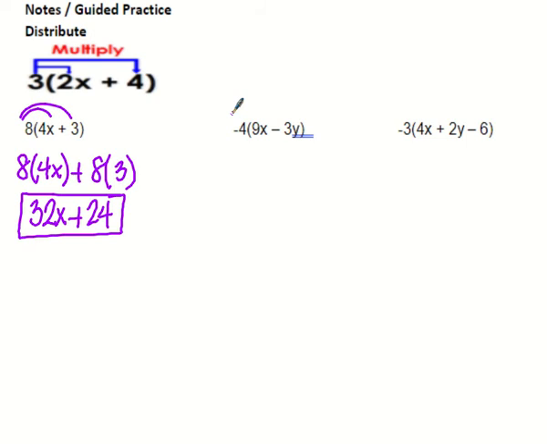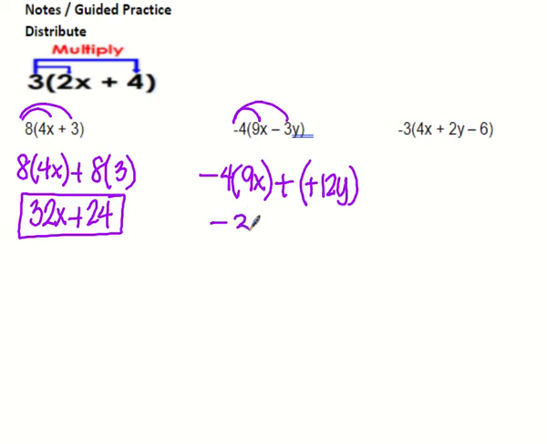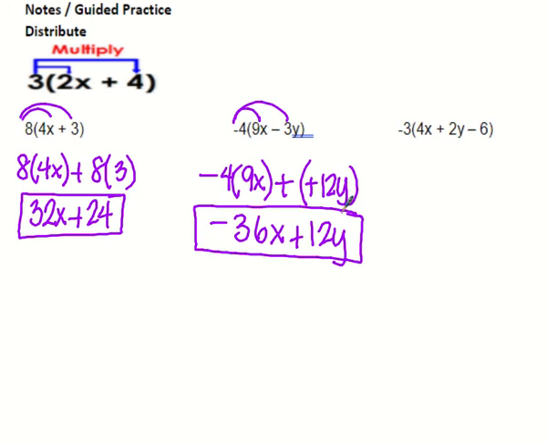And then negative 4 times 9x minus 3y. Be careful and go slow, you have negative signs. So you have negative 4 times 9x, and then minus, and then a negative 4 times 3, which is negative 12y. You have to add the opposite. Negative 4 times 9x is negative 36x, and a 12y. But x and y are not like terms, they're not the same variable raised to the same power, so that's as far as you can go.